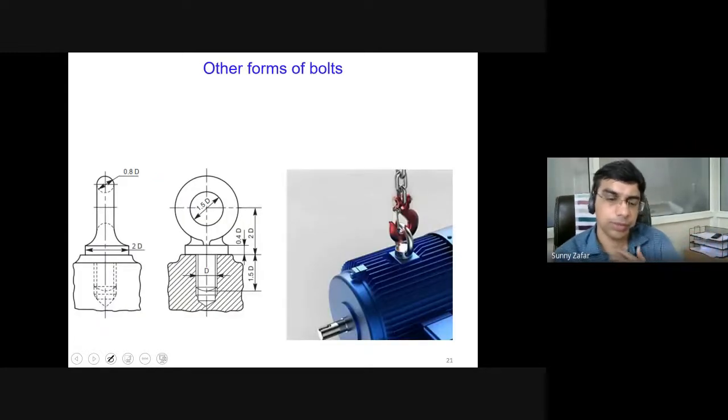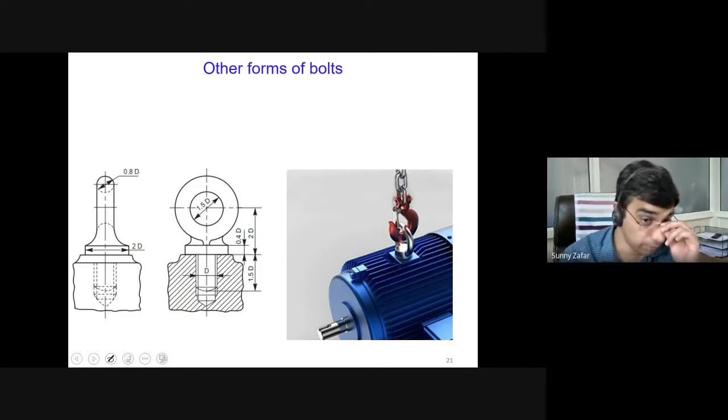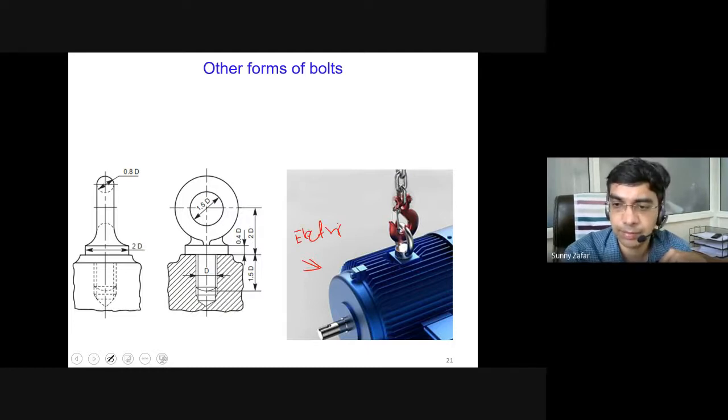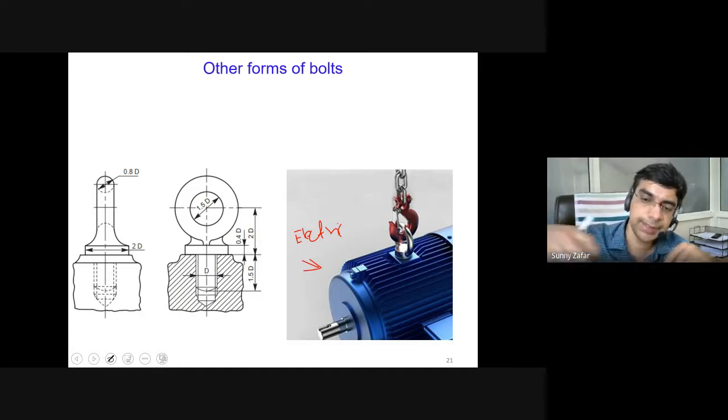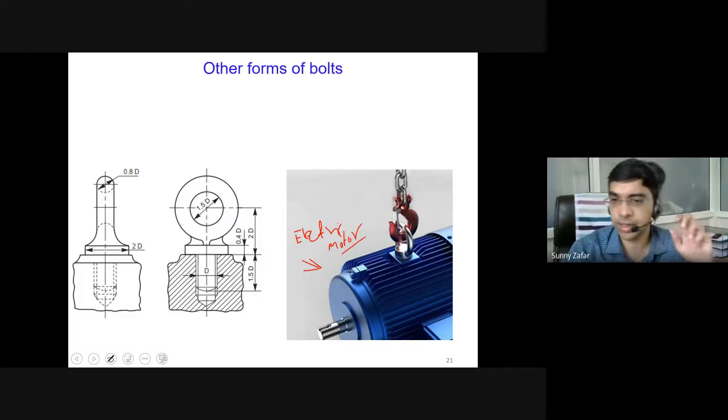Next, we are going to oversee some more forms of bolts. These include bolts like eye bolts, which are used to lift heavy weight on crane hooks. As shown here, this is an electric motor. The electric motor has this type of bolt fixed on the top, and these eye bolts can be tightened or loosened. To lift such a motor, since commercial or industrial motors are quite heavy, this type of eye bolt is used.